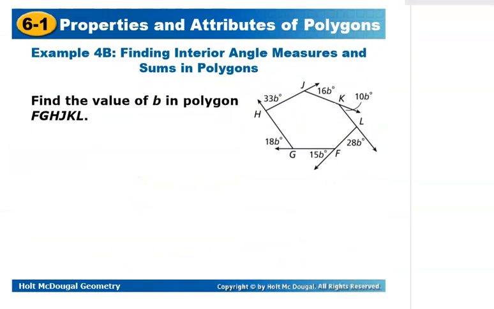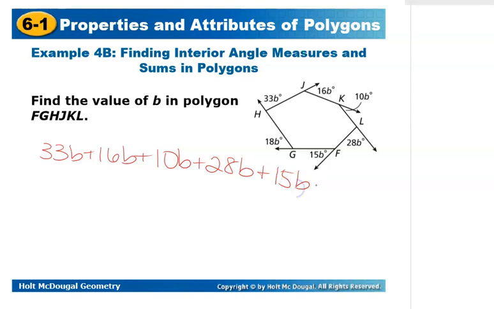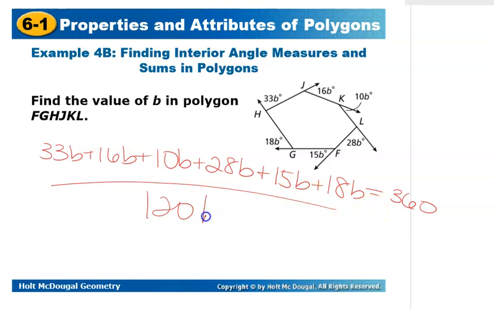Okay, this one, remember, they all add up to 360. So you would take all of these, and b is like the worst variable you could possibly have because it looks like a 6. These all add up to 360. And just remember, you can combine like terms. So 33 plus 16 plus 10 plus 28 plus 15 plus 18 is 120b. And this is a b, not a 6. And then you do 360 divided by 120. 3, b equals 3. And they just wanted the value b. Perfect.